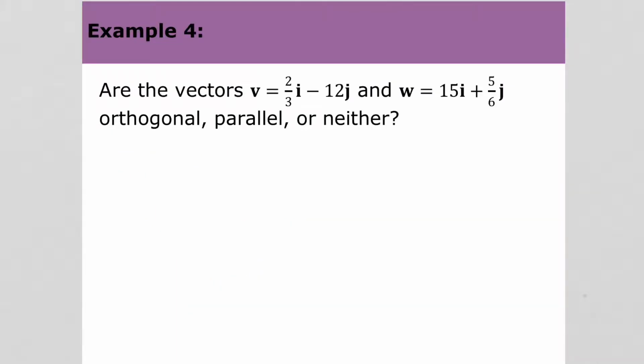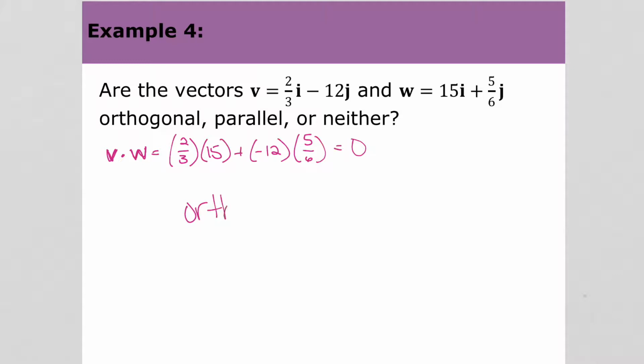The next example asks us, are these vectors orthogonal, parallel, or neither? So, just like before, first step is to find the dot product. So that would be 2/3 times 15 plus negative 12 times 5/6. It gives us 0. That means we're done, because if the dot product comes back as being 0, then that means that our vectors are orthogonal. We don't have to do any further work.